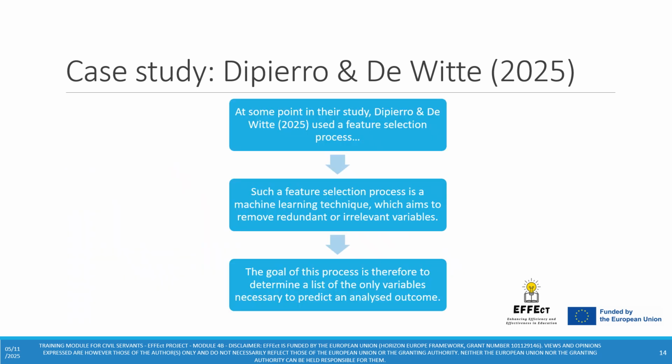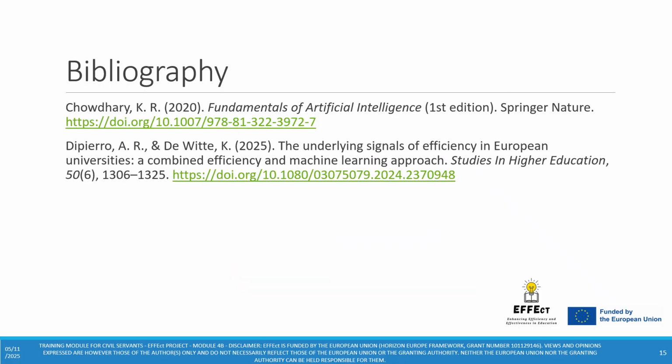What will particularly interest us in this case study is one particular aspect of their methodology. At some point in their study, Dr. Di Piero and Professor de Witte used a feature selection process, which is a machine learning technique aiming to remove redundant or irrelevant variables. And therefore, the goal of this process is to determine the list of the only variables necessary to predict an analyzed outcome. And this can be achieved by machine learning.